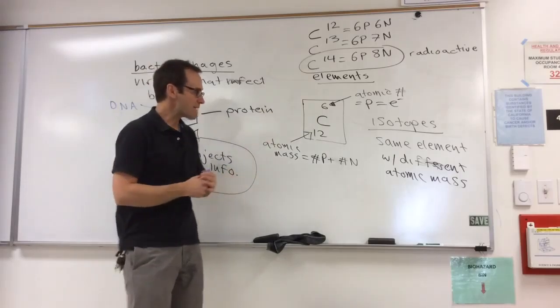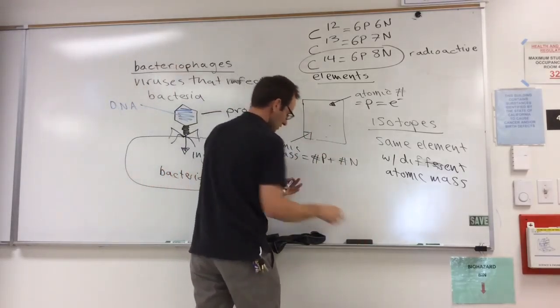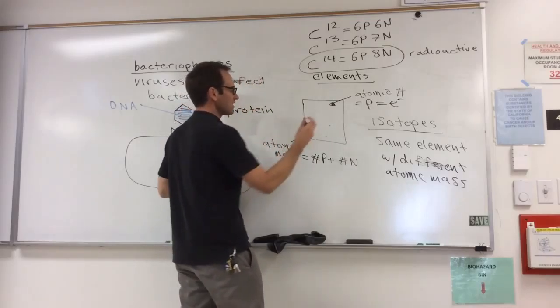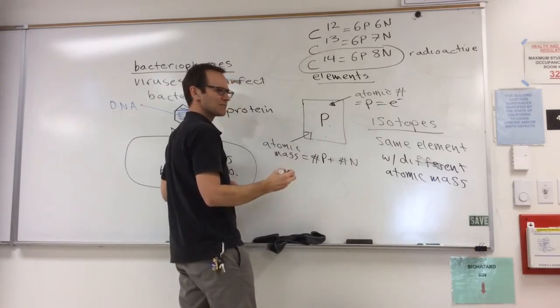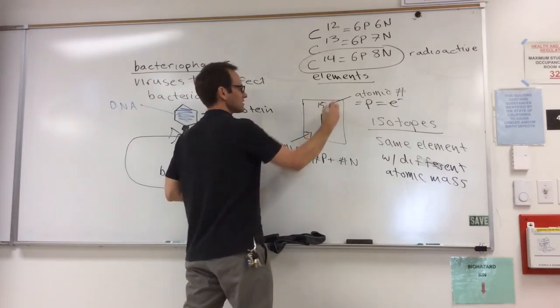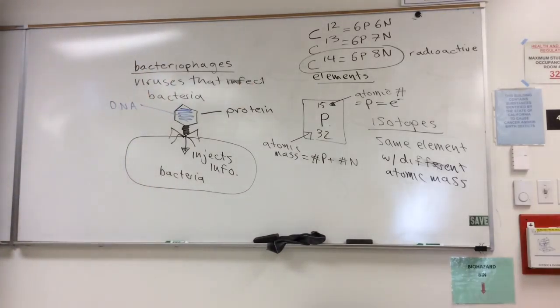Okay? But now imagine that I were to feed you this element, phosphorus, atomic number 15. Phosphorus-32, which is a radioactive isotope of phosphorus. Where would I find that? What molecules of your body would I find that in? Everything. You'd find it in your ATP, you'd find it in your DNA.